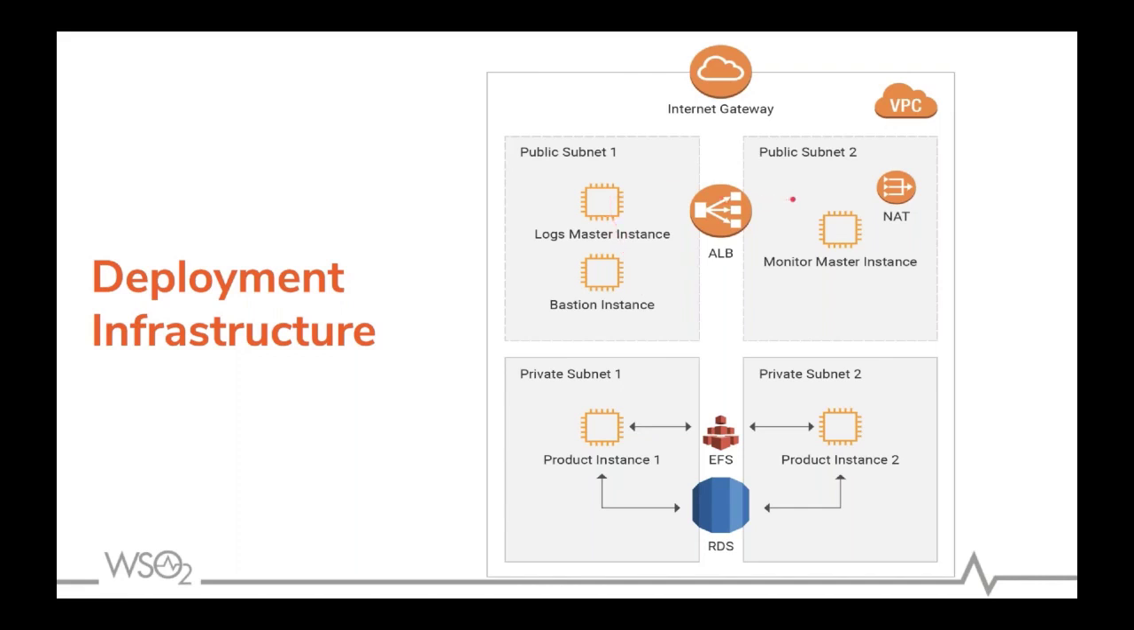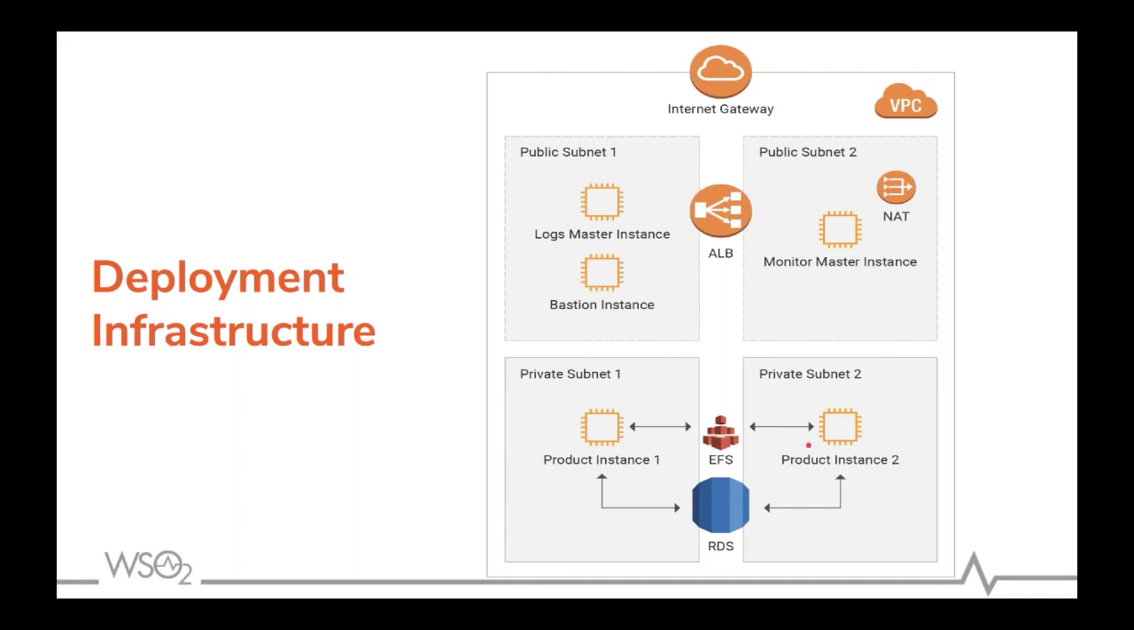Also, in the public subnet, we will be creating a monitor master instance. This is basically an instance which has Prometheus and a Grafana dashboard to view the monitoring data in the instances. Also, we will be providing a NAT gateway which will allow the instances in the private subnet to access the internet. While focusing on the private subnet, you can see that there are 2 product instances in each of the private subnets.